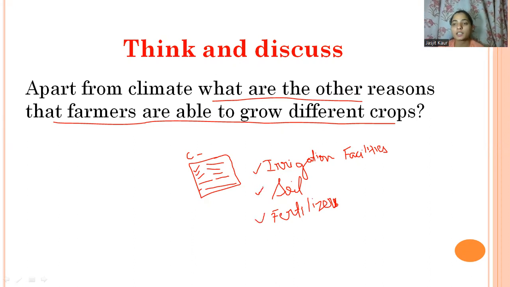So these are the three things that we have discussed till now: climate is one thing, irrigation facilities are there. If we have good irrigation facilities, fertile soil, and if farmers use good fertilizers, then they are able to grow different crops on one particular land. Now we will discuss what cropping pattern the farmers of village Palampur have adopted and how they are doing agriculture in village Palampur.